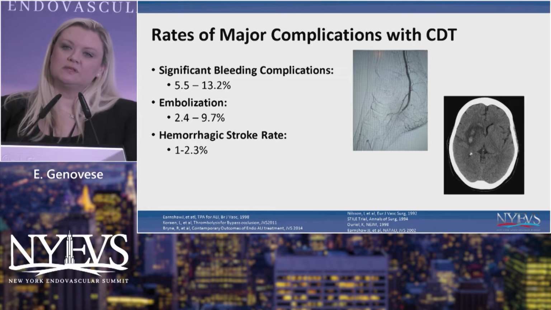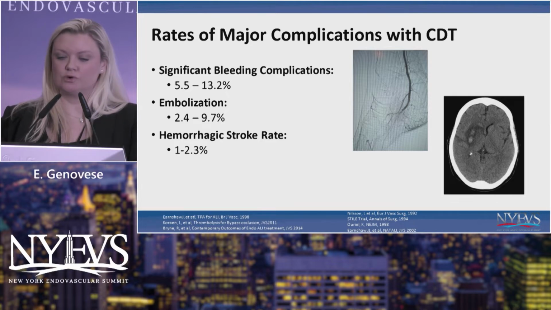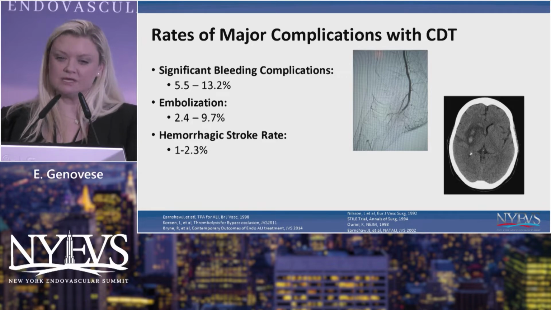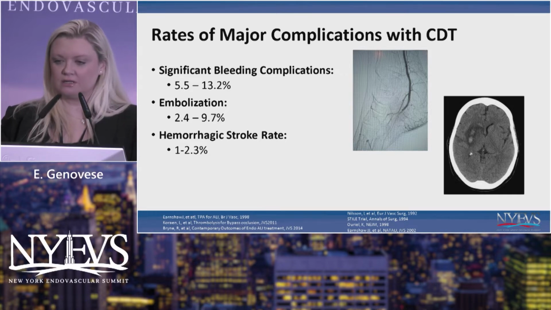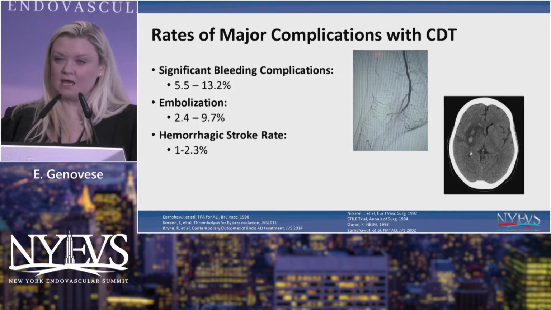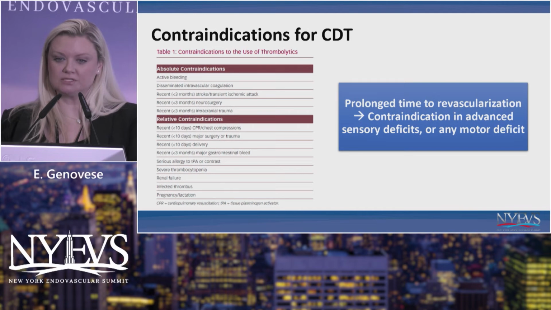The outcomes that make us a little bit hesitant to sometimes use catheter-directed lysis are bleeding, embolization, and stroke. They're all at a fairly low rate, but significant bleeding requiring operations or significant blood transfusions ranges anywhere from 5 to 13% in these studies. Some of these older studies had therapeutic heparin during catheter-directed lysis, which may have elevated that as well. Embolization ranges anywhere from 2 to 9 or 10%. And then hemorrhagic stroke, although rare, is a pretty devastating complication at about 1 to 2%.